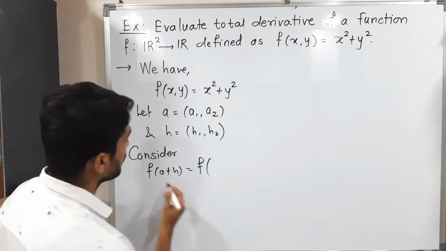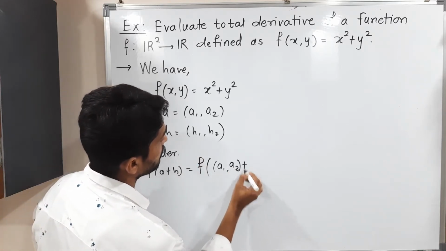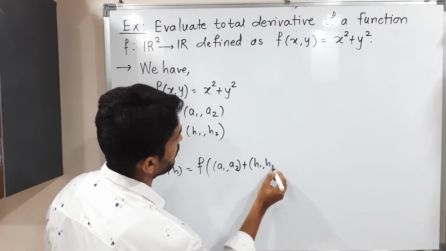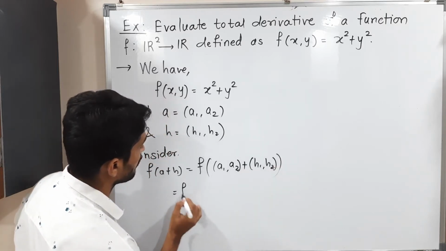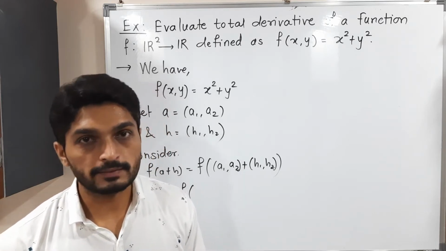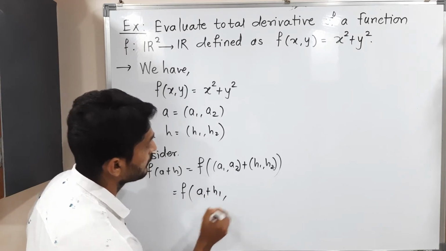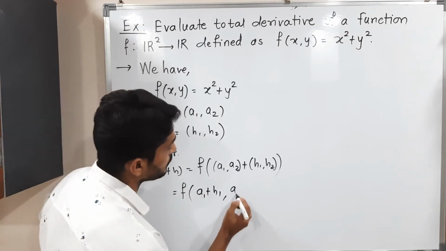f of a plus h. You know that a means a1 comma a2, and h means h1 comma h2. You know how to add: we need to add component wise, first component plus first component, second component plus second component.